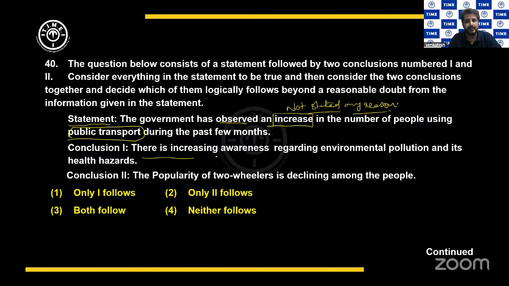Conclusion 1: There is an increase in awareness regarding environmental pollution and its health hazards. Do you know the reason? Without knowing the reason, you cannot conclude this. So conclusion 1 does not follow. Conclusion 1 provides a reason, but you don't know on what basis or why it increased. That we don't know. So conclusion 1 is not the correct one.